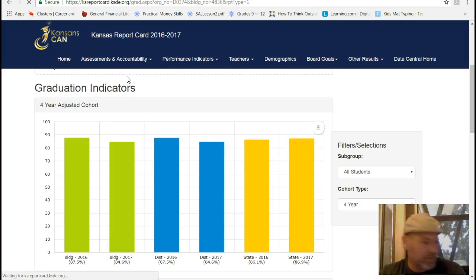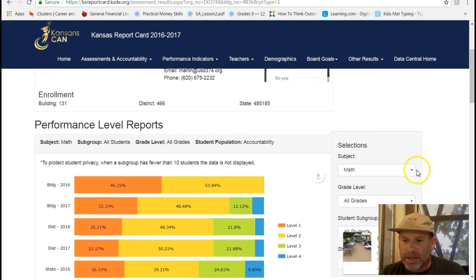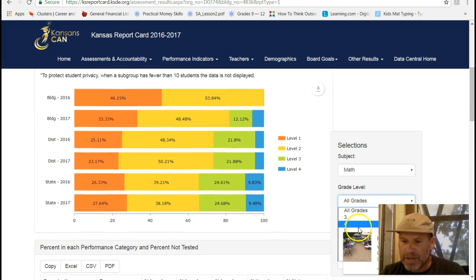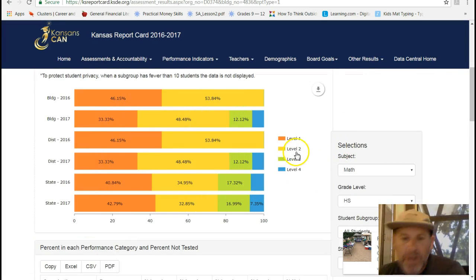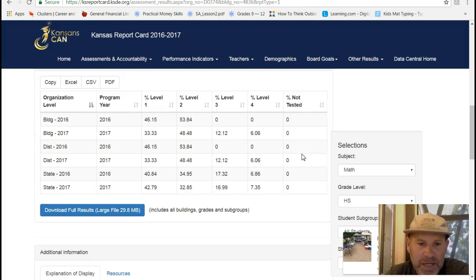Now let's go to the performance level reports and look at, we'll start with math, of course. This pulls up all grades for me, so I'm going to go just to the high school since that's where I teach. There we go. Okay, the performance indicators, of course, level 3 is effective. That's the level I like to concentrate on. Of course, level 4 is more, level 2 is below average, and level 1 is limited knowledge.